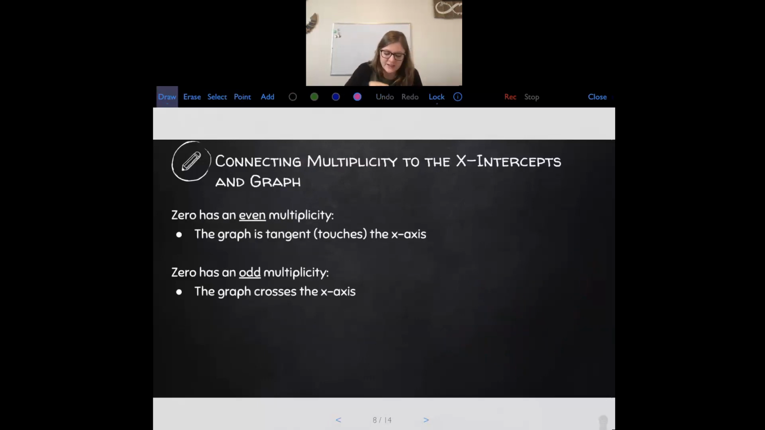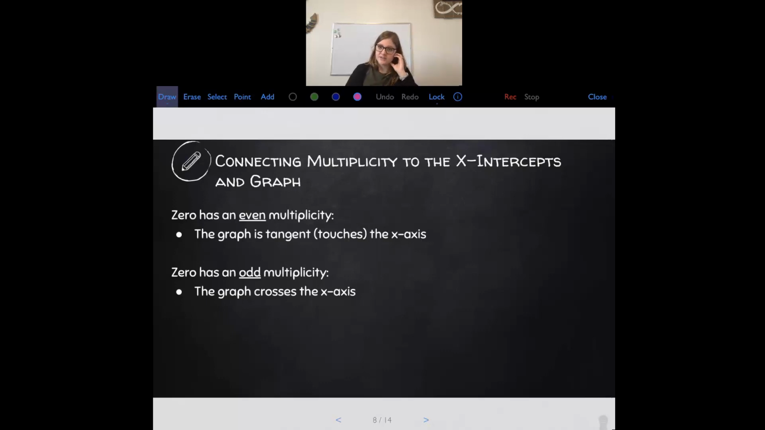Okay, so there's a connection there with multiplicity to the x-intercepts and the graph. So if a zero has an even multiplicity, the graph will be tangent, it'll touch the x-axis. Okay, if the zero has an odd multiplicity, our graph is going to cross the x-axis. So it tells us what the graph is doing at those x-intercepts. So multiplicity helps us with these x-intercepts.